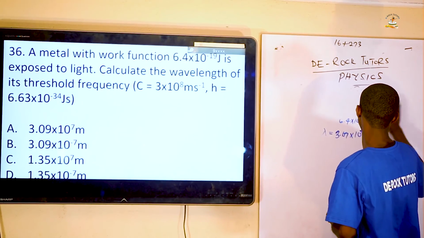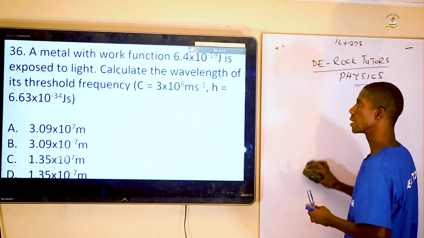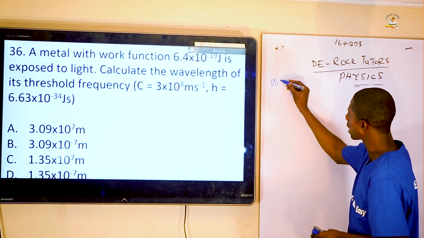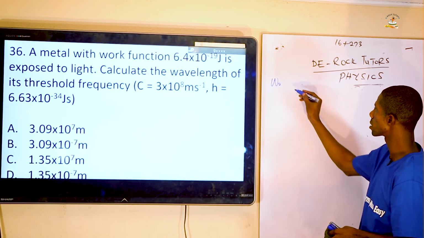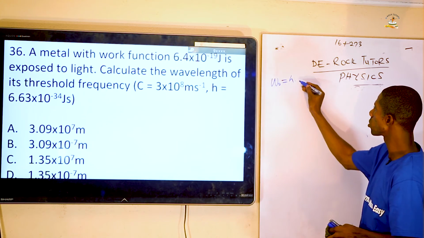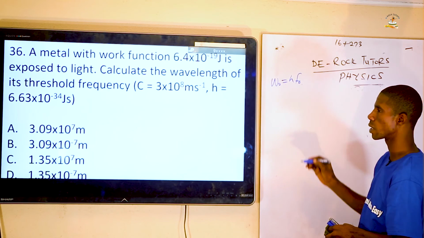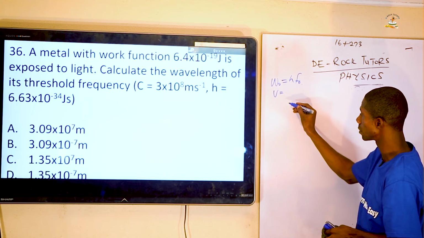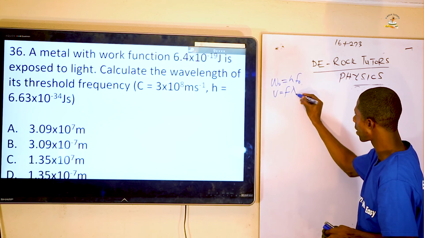We are asked to calculate the wavelength of the threshold frequency. Then we have this formula that I can work with. The work function will give us the product of the Planck constant and the threshold frequency. But from this again, the velocity will give us frequency multiplied by wavelength.